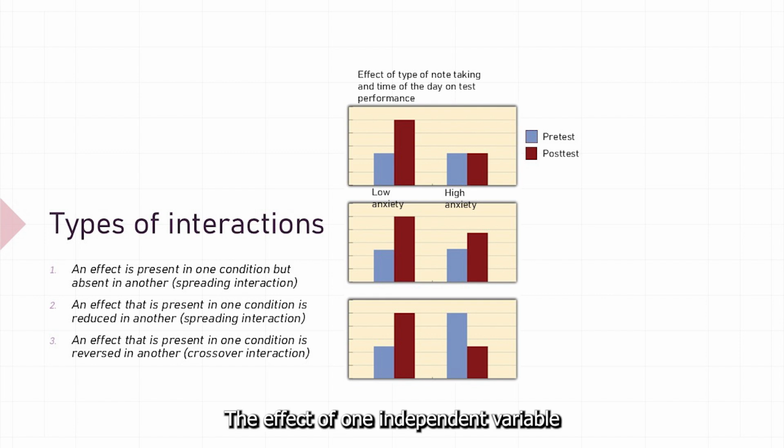The effect of one independent variable can depend on the level of the other in several different ways. The first possibility is spreading interaction, which is when an effect is present in one condition but absent in another. In our hypothetical study, students who use a computer for note-taking are more efficient in their studies, but only if they study in the morning.